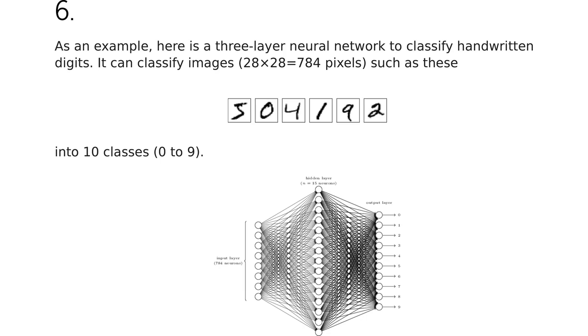To make these ideas more concrete, let us consider a practical example. Imagine we want to build a neural network that can classify handwritten digits.